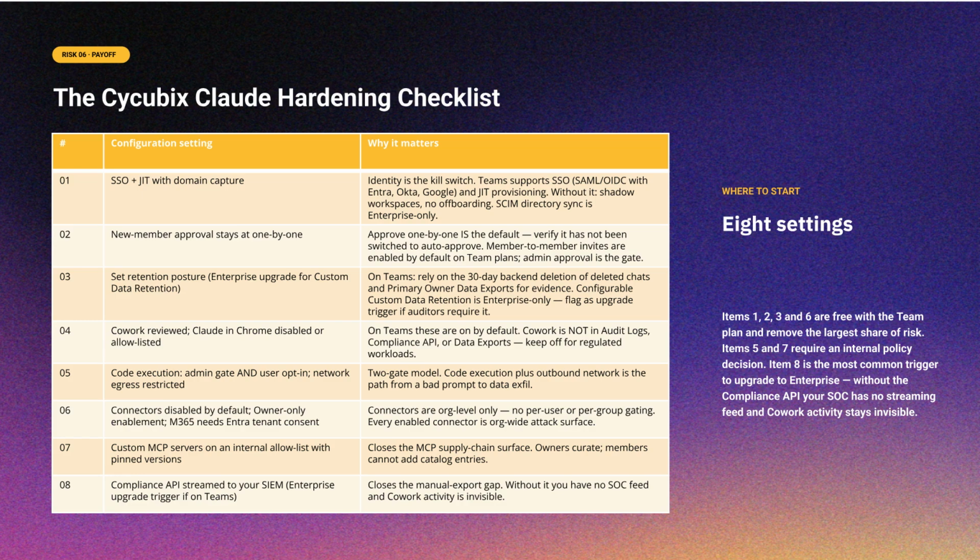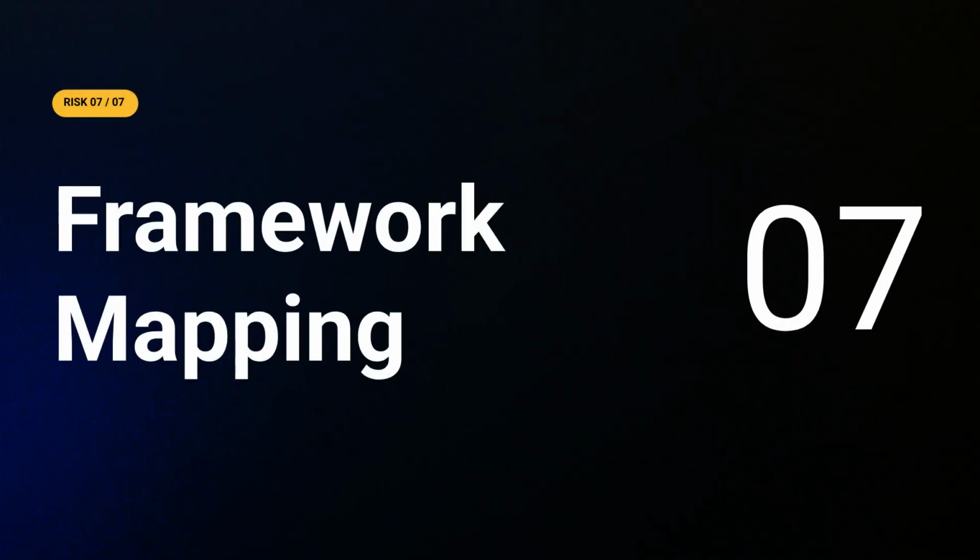Here is the Cycubix Claude hardening checklist on one page. Items 1, 2, 3, and 6 are free with the team plan and remove the largest share of risk: domain capture, SSO, role discipline, capability toggles. Items 5 and 7 need an internal policy decision: data retention windows and connector enablement. Item 8 is the most common enterprise trigger, because without the compliance API, your SOC has no streaming feed and Cowork activity stays invisible.